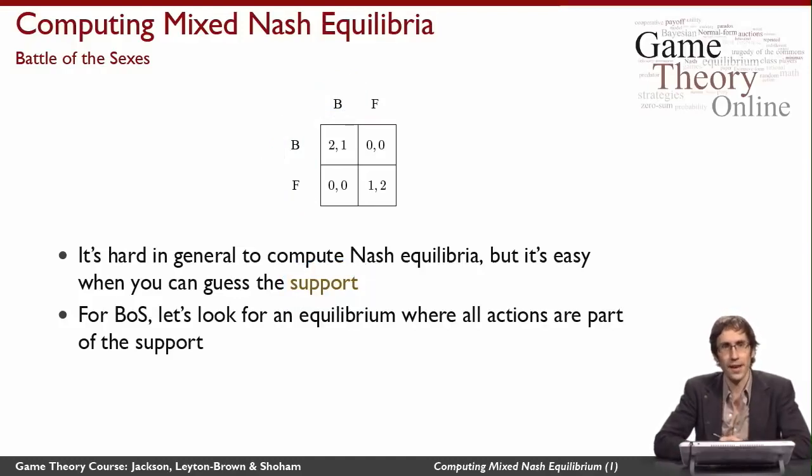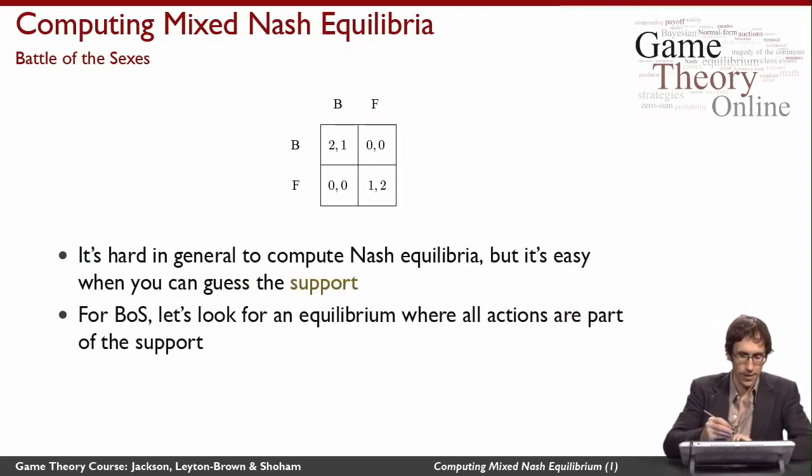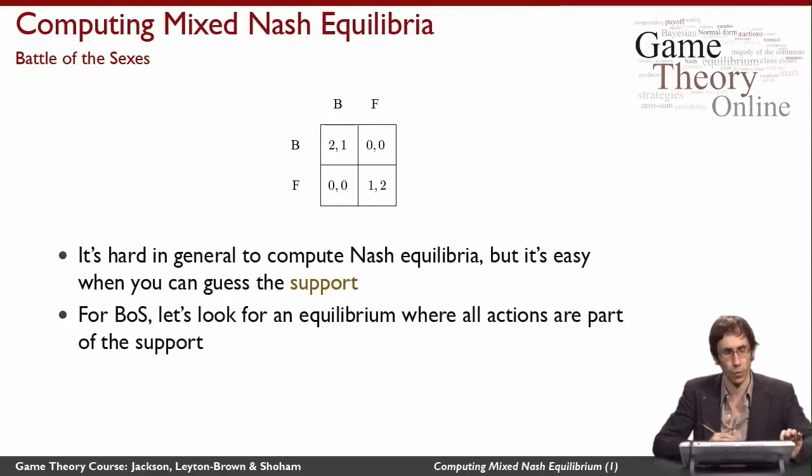So for battle of the sexes, let's guess that the support of the equilibrium is all of the actions. Intuitively, if there's going to be a mixed strategy equilibrium of this game, that looks like what it should be. So let's guess that that's the support, and then try to reason about what the equilibrium would have to be given that support.